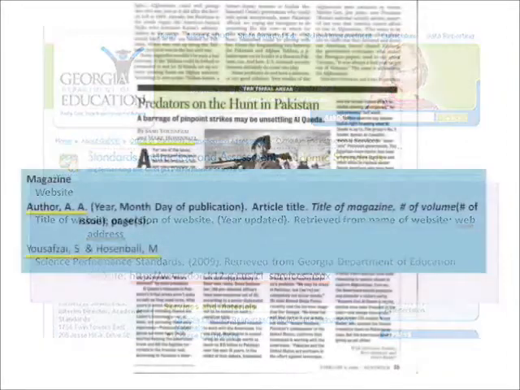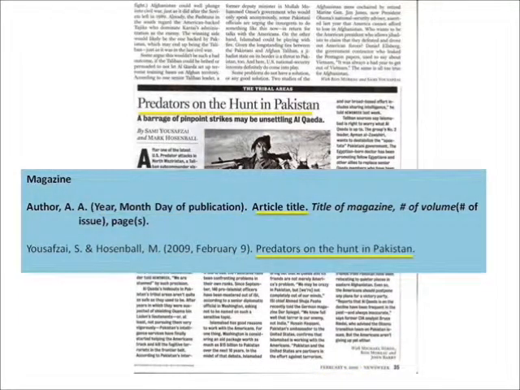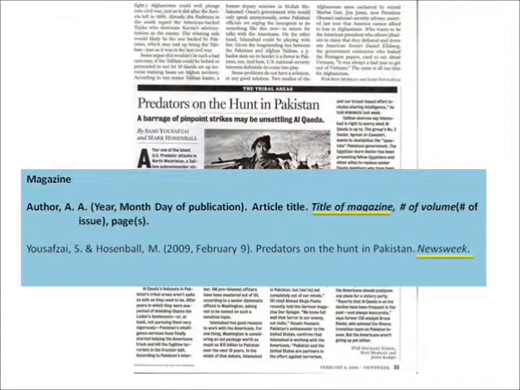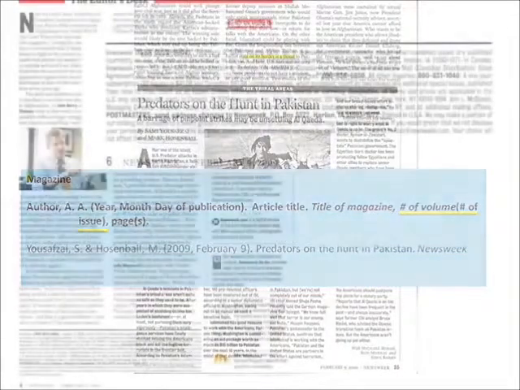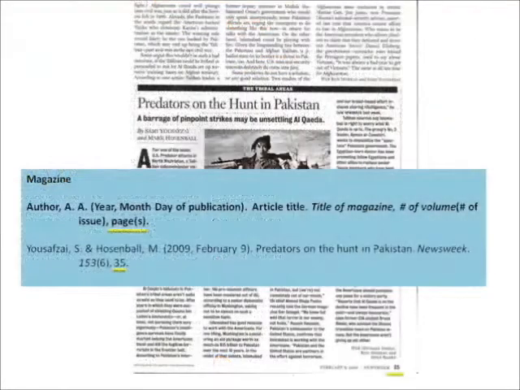The next type of source we will review is a magazine article. First is the author's name, then the date in year, month, day format, the title of the article, the name of the magazine in italics, and now you must search for the volume and issue number. Some publications will list this information on the front cover, the spine, or the first few pages. I found this in small print on the 6th page. Lastly, the page numbers.